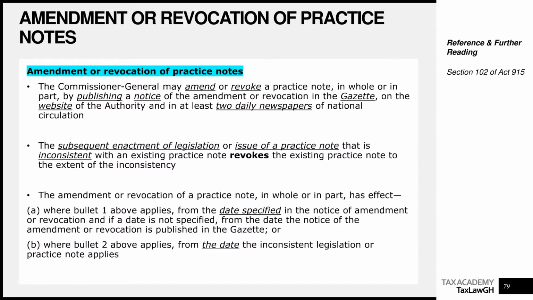How does he amend or revoke a practice note? We are saying that the Commissioner General may amend or revoke a practice note in whole or in part by publishing a notice of the amendment or revocation in the Gazette, on the GRA website, or in the same 2 daily newspapers. So he publishes and says, I am amending a portion, I am changing a portion of the practice note. Revocation means he's saying that I am calling back that practice note. I don't want it to apply again, so I'm revoking it, I'm cancelling it.